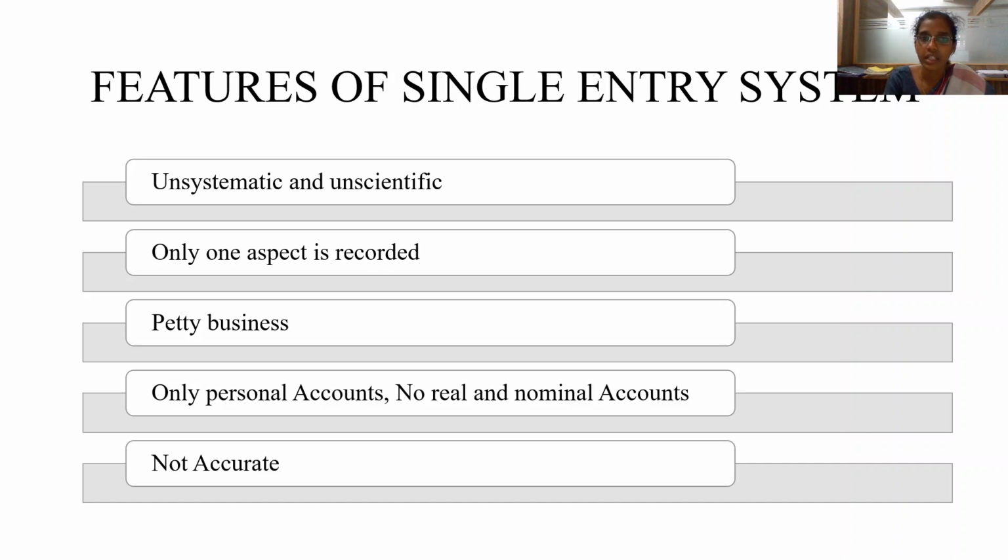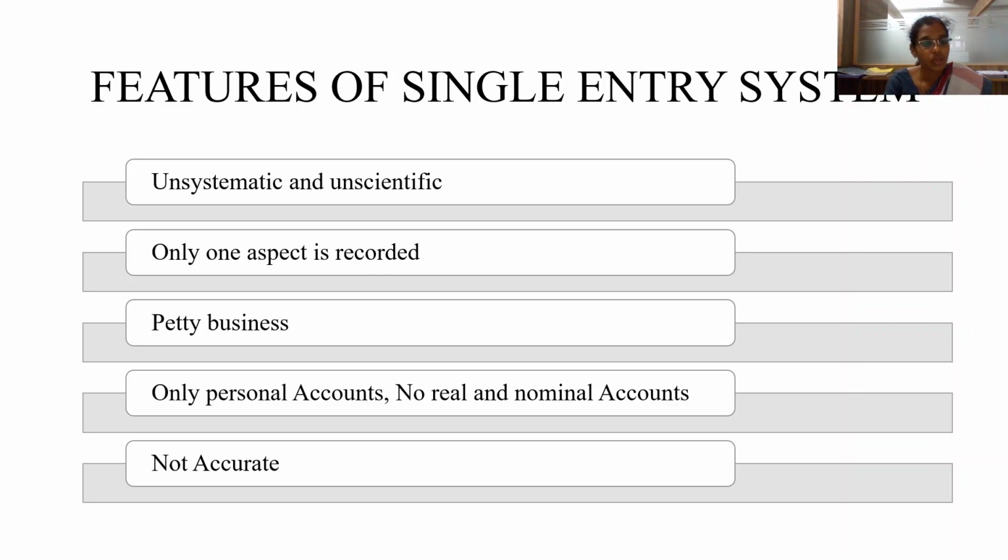First thing, the single entry system is unsystematic and unscientific. Why is it considered unsystematic? Because for every transaction we enter only one entry, and that is why we consider it unsystematic, and it is also considered unscientific. Why? We don't have the debit and credit transactions that get tallied, so it is also considered unscientific.